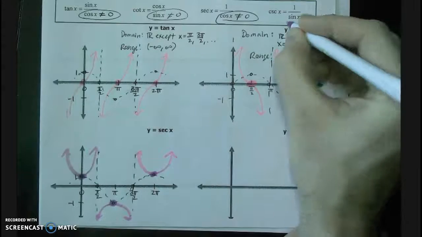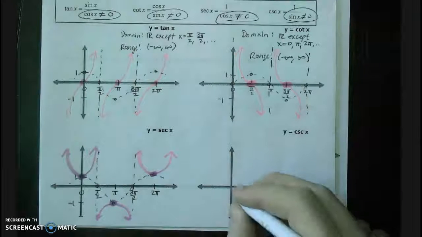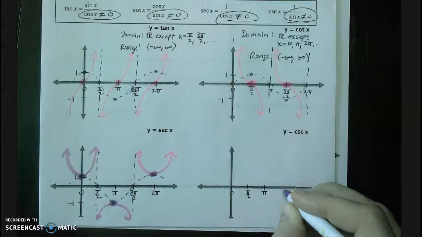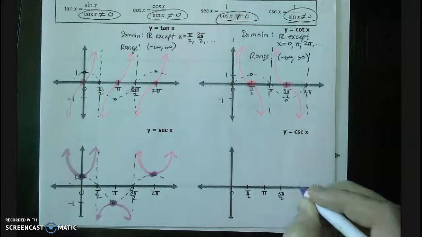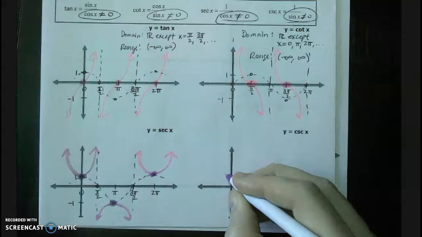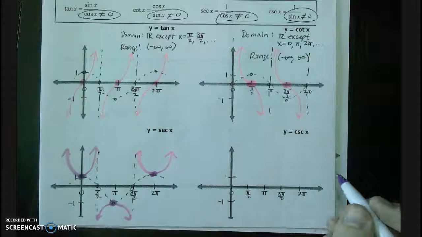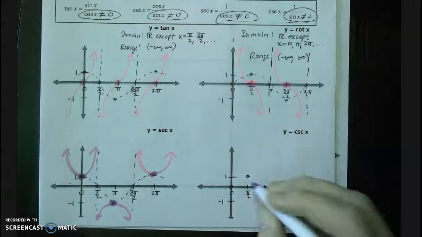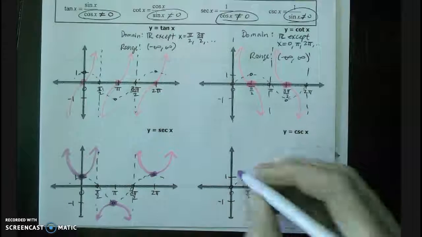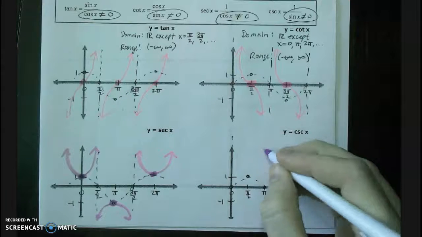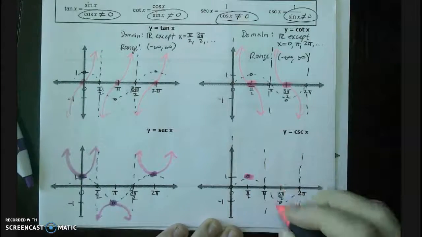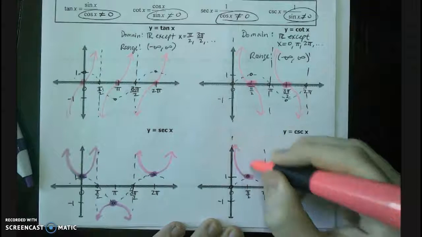Cosecant has sine in the bottom, so you have to start by graphing your sine wave. So we're going to have 0, pi over 2, pi, 3 pi over 2, and 2 pi. You're going to go up 1 and down 1. Sine starts at 0, 0, 1, 0, -1, 0. Make vertical asymptotes through 0, pi, and 2 pi, because that is where the curve crosses the x-axis. You put points at the high point and the low point, and then you curve away from your dotted lines.